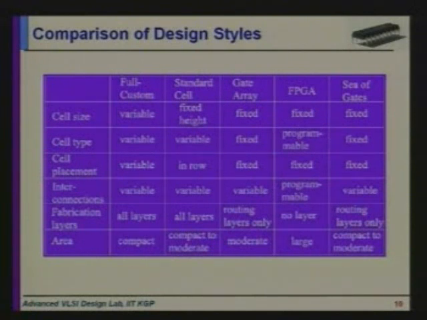In the standard cell, the cell height is fixed, the cell type is variable, so we put the cells in different rows. Because the cell height is fixed, we have rows and we put the cells in different rows. Interconnections are variable, fabrication can be done in all layers, and it will be worse with respect to full custom design, obviously.